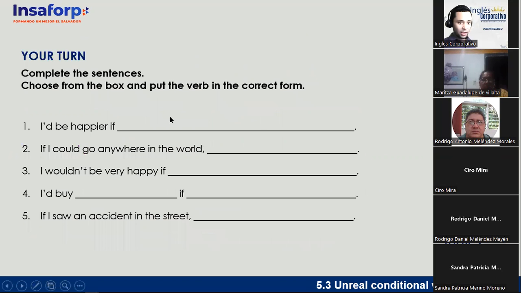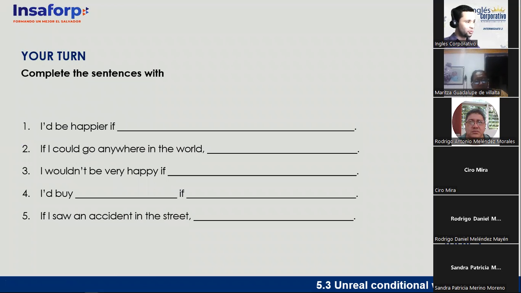Take a look. And this time it's your turn. Complete the sentences. Choose from the box. Well, don't choose from the box. I'm sorry, this is wrong. Just complete the sentences with your own ideas. You have, for example, I would be happier if, yo sería más feliz si, digamos, ganara más dinero, por ejemplo, si viviera en una casa más grande. No sé, ¿qué lo haría más feliz a usted? If I could go anywhere in the world, yo iría a tal y tal lugar. I wouldn't be happy if, no sería feliz si, y usted me dice que lo volvería infeliz. I would buy this and that if, y pone ahí su condición. And if I saw an accident in the street, I would, and then you tell me.